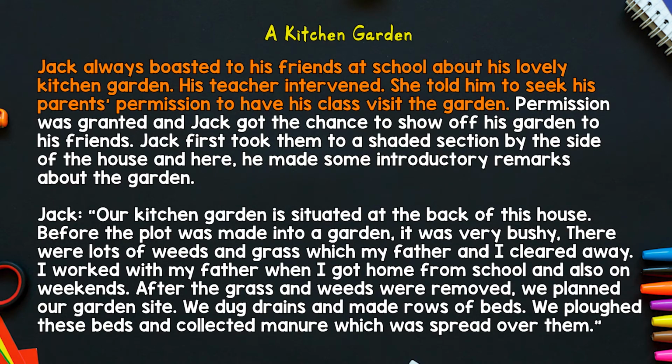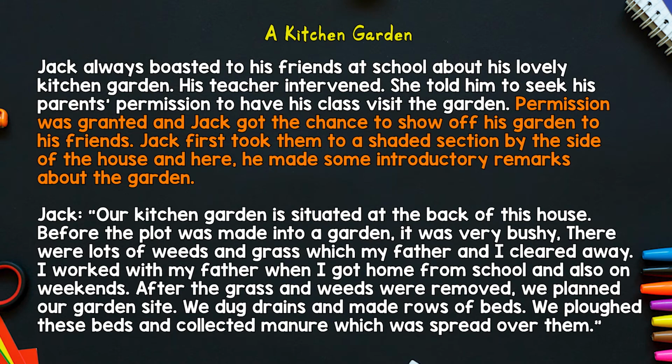A Kitchen Garden. Jack always boasted to his friends at school about his lovely kitchen garden. His teacher intervened. She told him to seek his parents' permission to have his class visit the garden. Permission was granted, and Jack got the chance to show off his garden to his friends. Jack first took them to a shaded section by the side of the house, and here he made some introductory remarks about the garden.